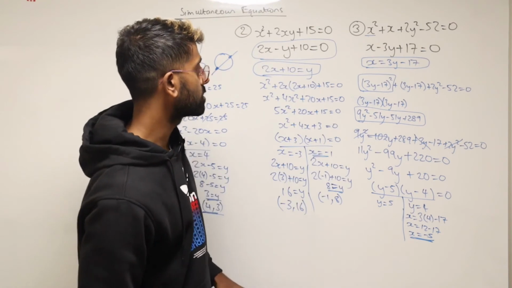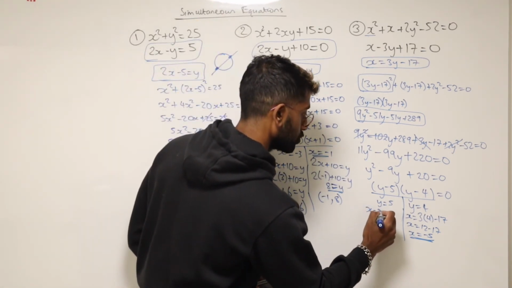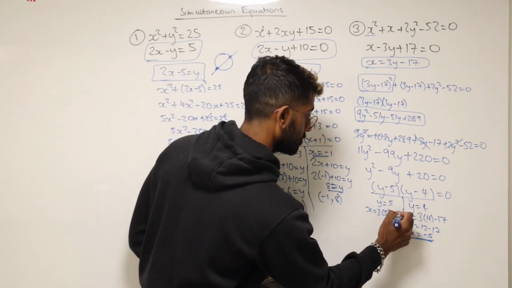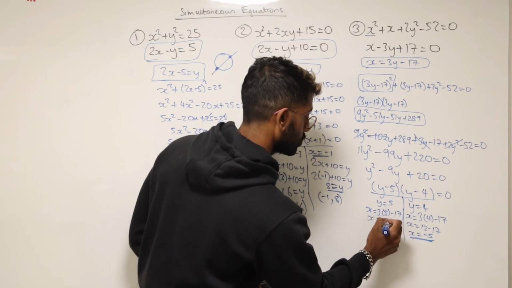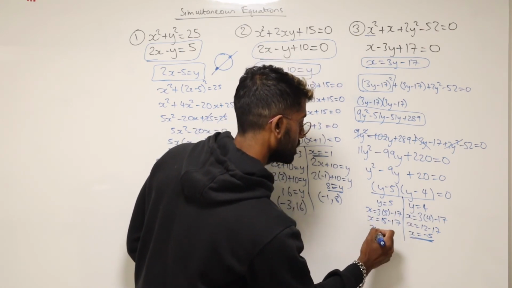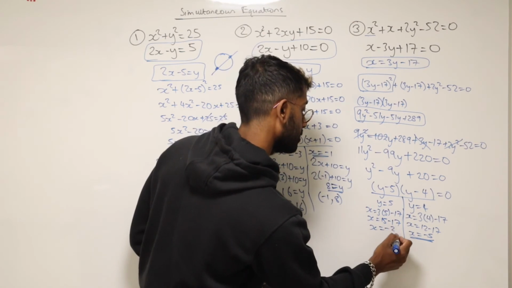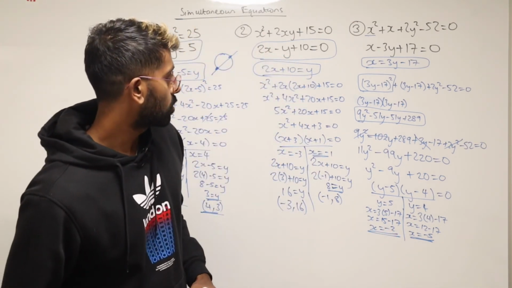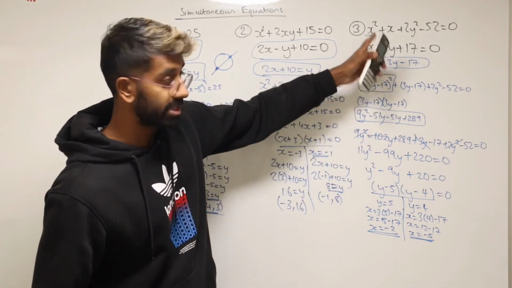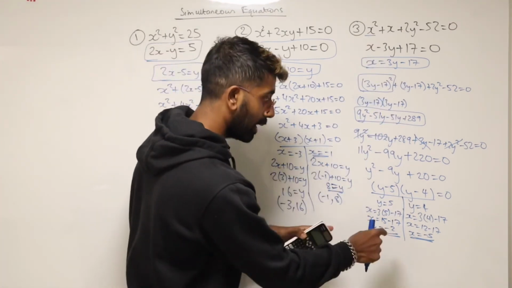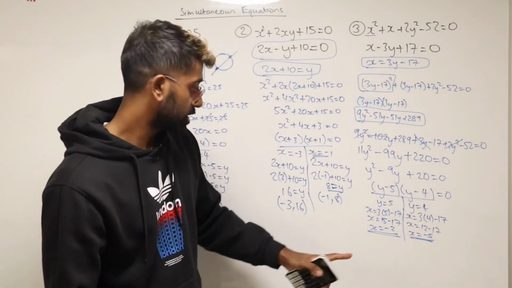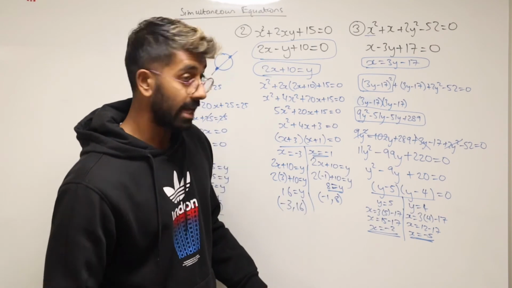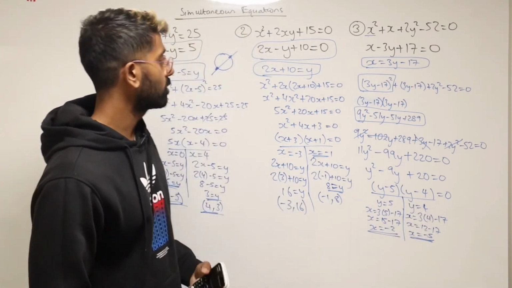And then for this one, let's do the same thing. That'll be x is equal to 3 lots of 5 minus 17. x is equal to 15 minus 17. x is equal to minus 2. There we go. So again, if you were to draw these 2 graphs, they're going to cross twice, and the coordinates of their intersection is minus 2, 5, and the other one would be minus 5, 4.